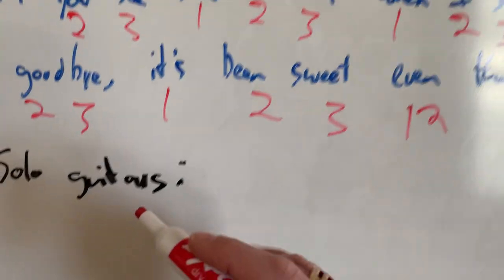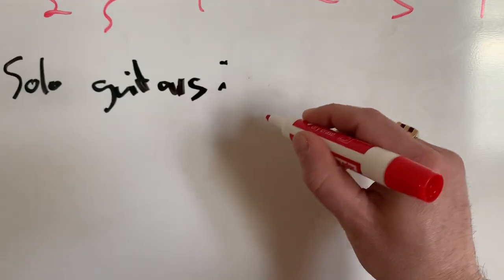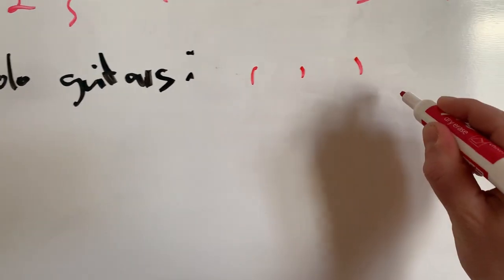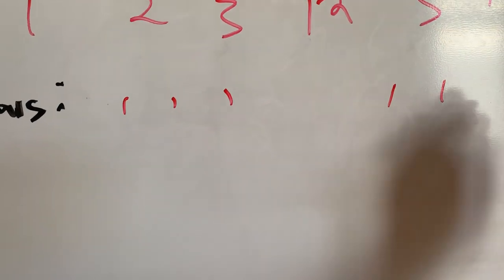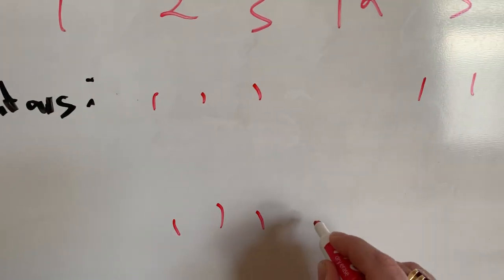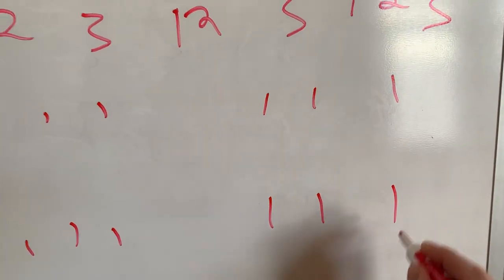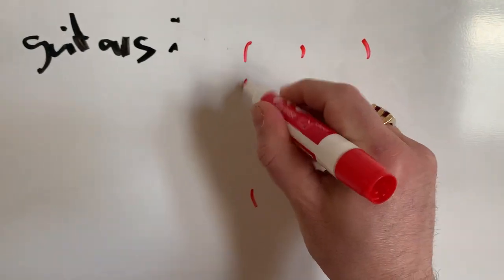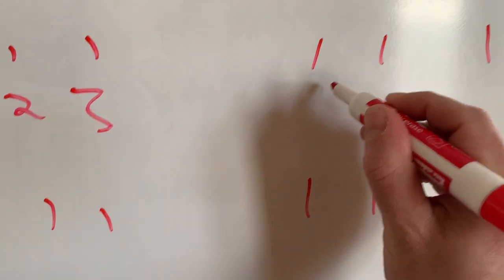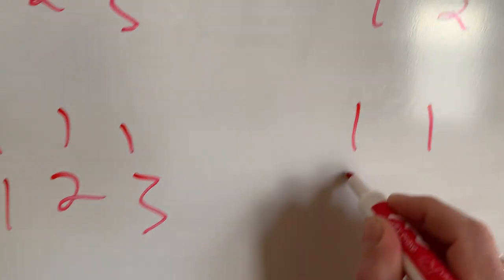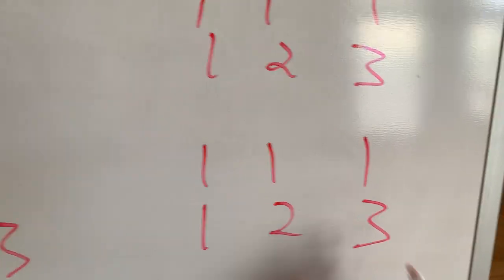So in the solo, the guitar goes, da da da, da ba ba, da da da, ba ba ba. Look at that. One, two, three, and then the echoing one, two, three, one, two, three, one, two, three.